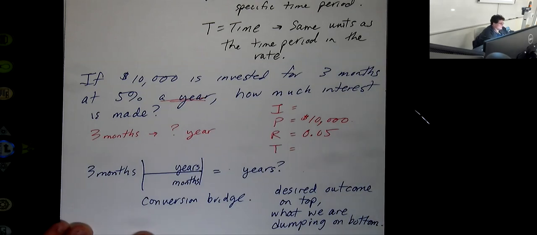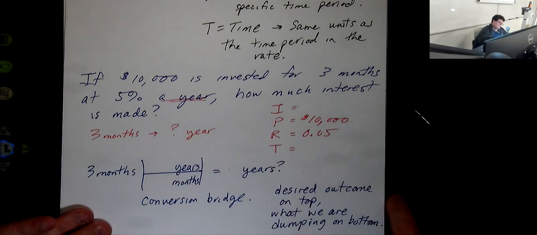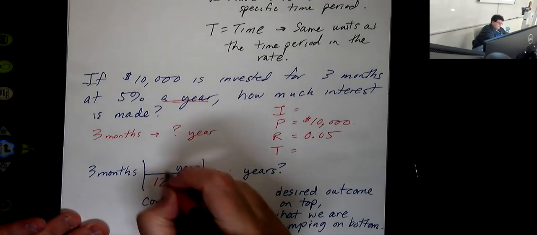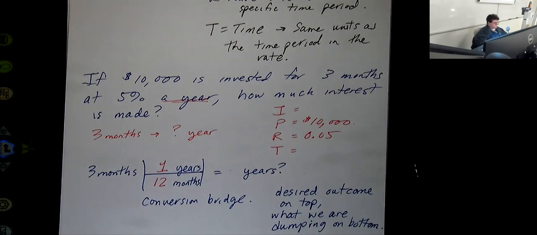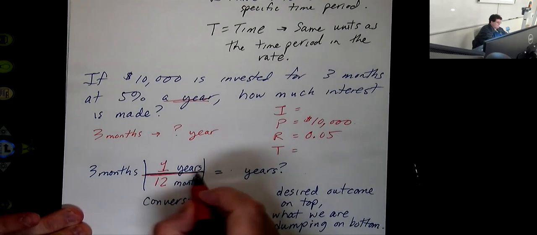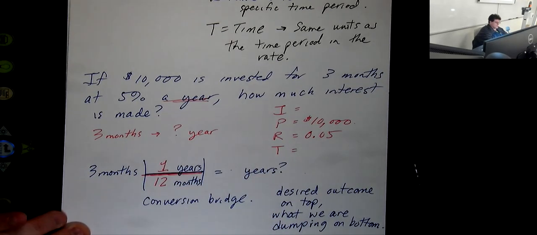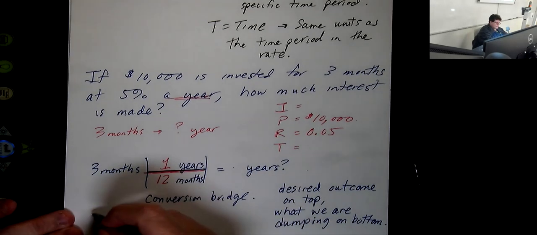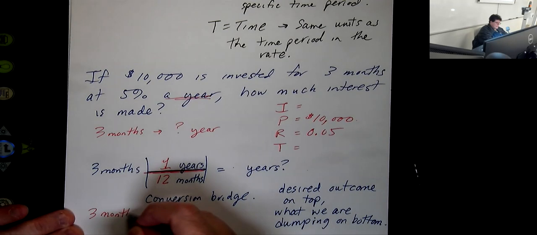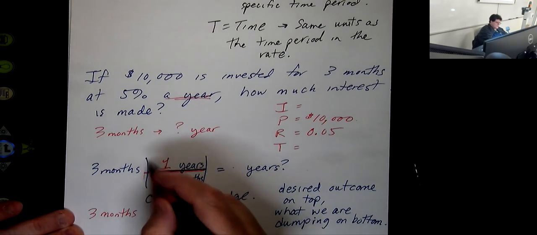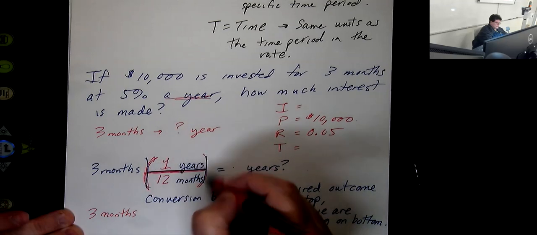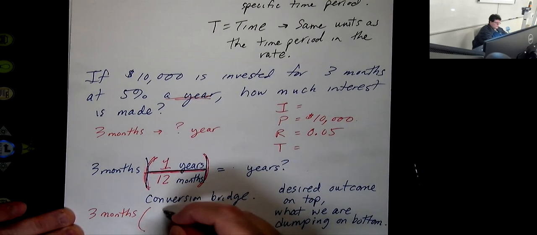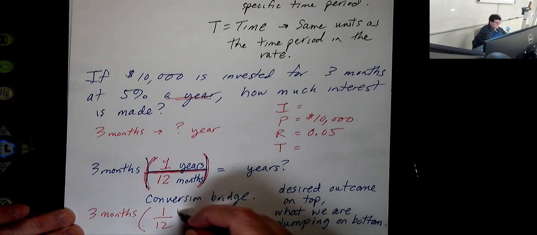Then we got to talk about what is the connection between months and years. So how many months are there in a year? There are 12 months in 1 year. This bridge, the bridge that we're walking over, is a fraction bar. So we are doing 3 months. And so there's a line here, treat this like parentheses. Times 1/12. 1 year over 12.